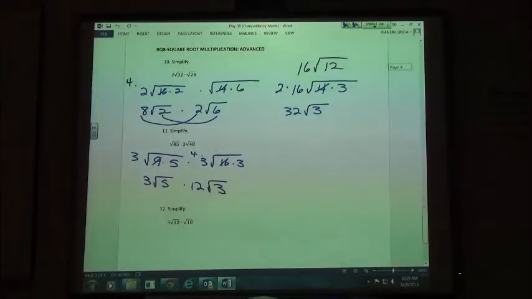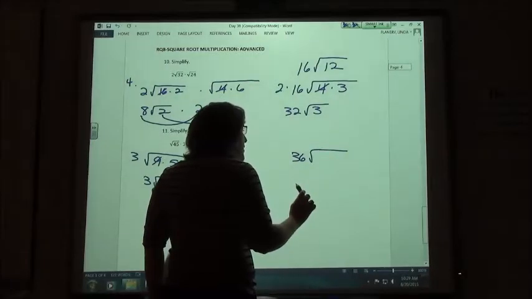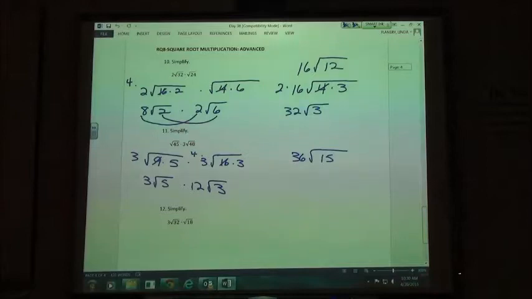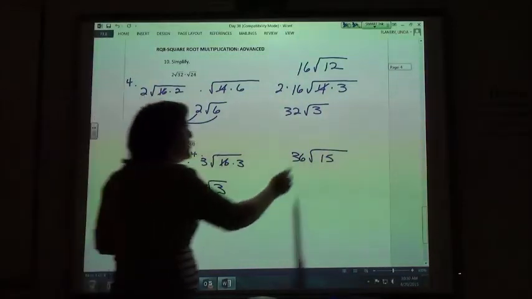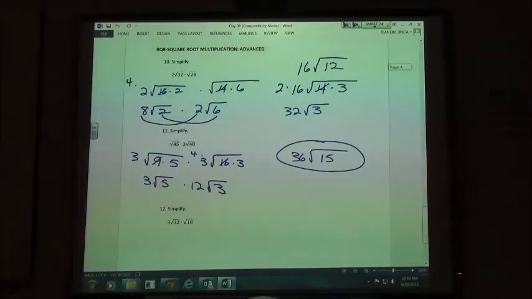So now I'm going to multiply. The 3 times the 12 is 36. The square root of 5 times the square root of 3, 15. Now if I think about all my factors of 15, I've got 1 and 15 and 3 and 5. Well, I don't have any perfect squares that I can simplify because 1's not going to do me any good. So on this one, I can't go any farther. That's just going to be my answer. I'm stuck at 36 square root of 15. So sometimes you'll just be done after you multiply.